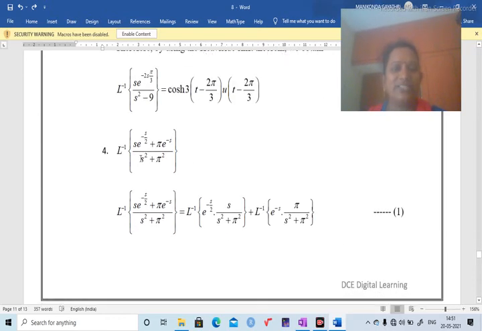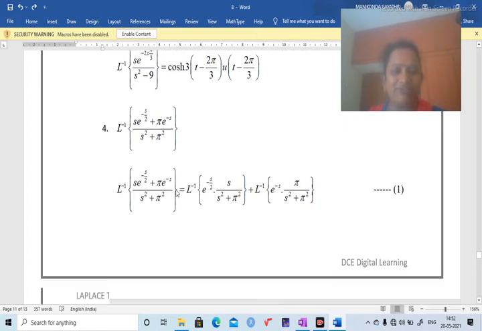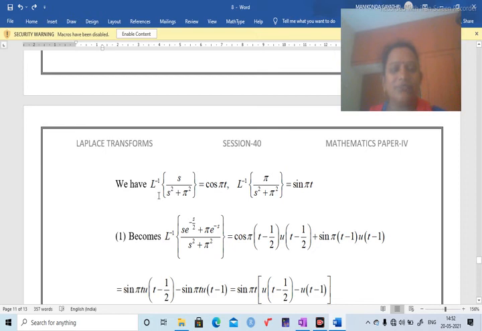Next one, L inverse of s into e power minus s by 2 plus pi into e power minus s by s square plus pi square. So here I am writing e power minus s by 2 with s by s square plus pi square, and pi by s square plus pi square with e power minus s. That means I am writing this as one function, this as another function. So L inverse of s by s square plus pi square is cos pi t. L inverse of pi by s square plus pi square is sin pi t.